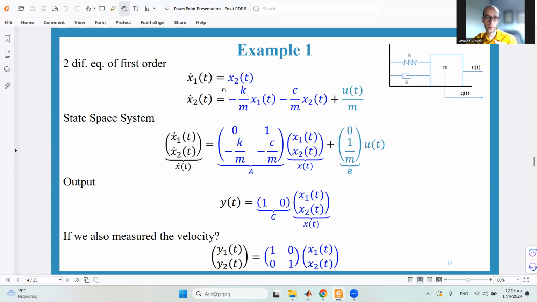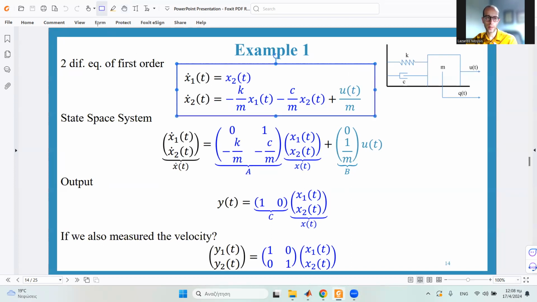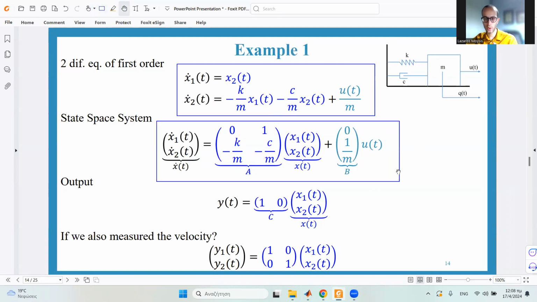From these two differential equations, I can simply take this set right here and rewrite it in matrix form, where U is the input. Remember, x1 is the displacement, x2 is the velocity, and the A matrix here represents the internal connection between the variables x1 and x2. The B matrix represents the input matrix, which tells us into which states the input goes. And by Y, we denote the output.